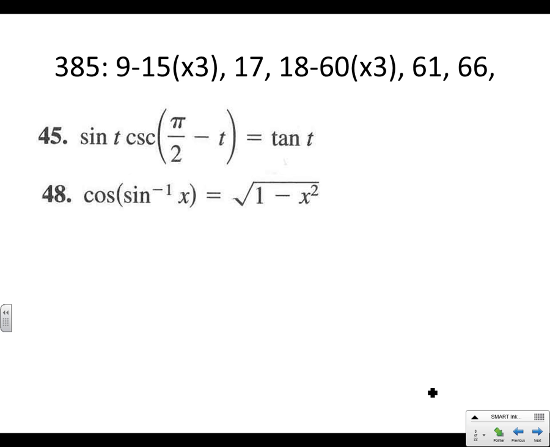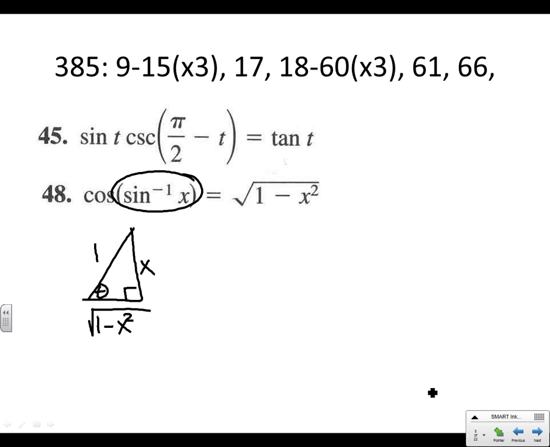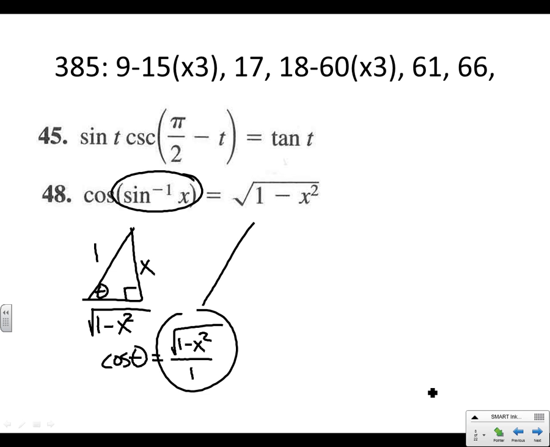48. We remember this from chapter 4, hopefully. That means draw a triangle. And put a theta in there, and we've got x and 1. Opposite over adjacent. We need to be able to do the Pythagorean to get our adjacent side, and then we want to do cosine of that angle, which is square root of 1 minus x squared over the hypotenuse of 1, and that does equal that.